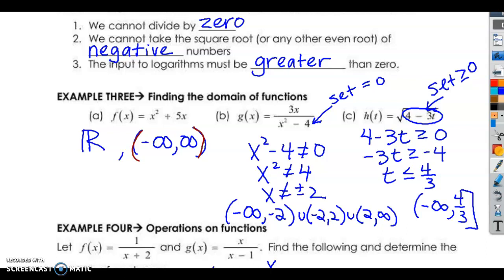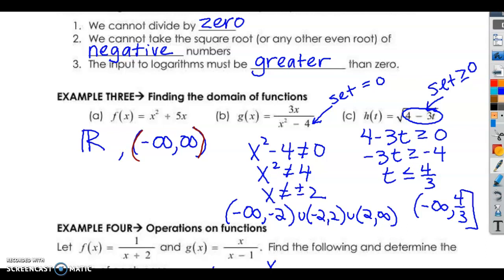However, for B, if you look at we've got a denominator. So you're going to set the denominator equal to 0 because the denominator, we can't divide by 0. So let's see what values could x be to make the denominator 0. So we use our algebra. X squared minus 4 can't be 0. Solve and we get, all right, x can't be 2 or negative 2. It could be anything else.